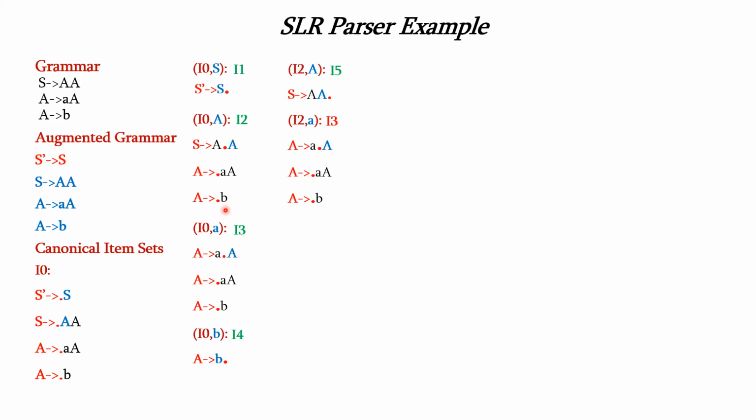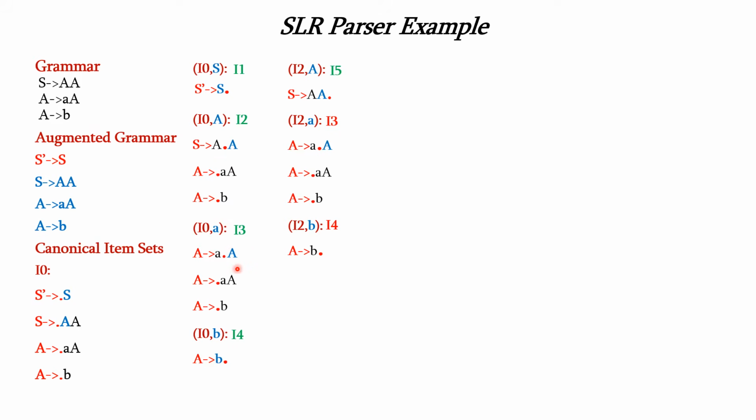Next we have to consider the third production. Here the dot is before the terminal b, so consider I2 comma b. Move the dot one position to the right, so it becomes A tends to b dot. This is similar to item set 4, so we name it I4. So we have completed the item set 2.